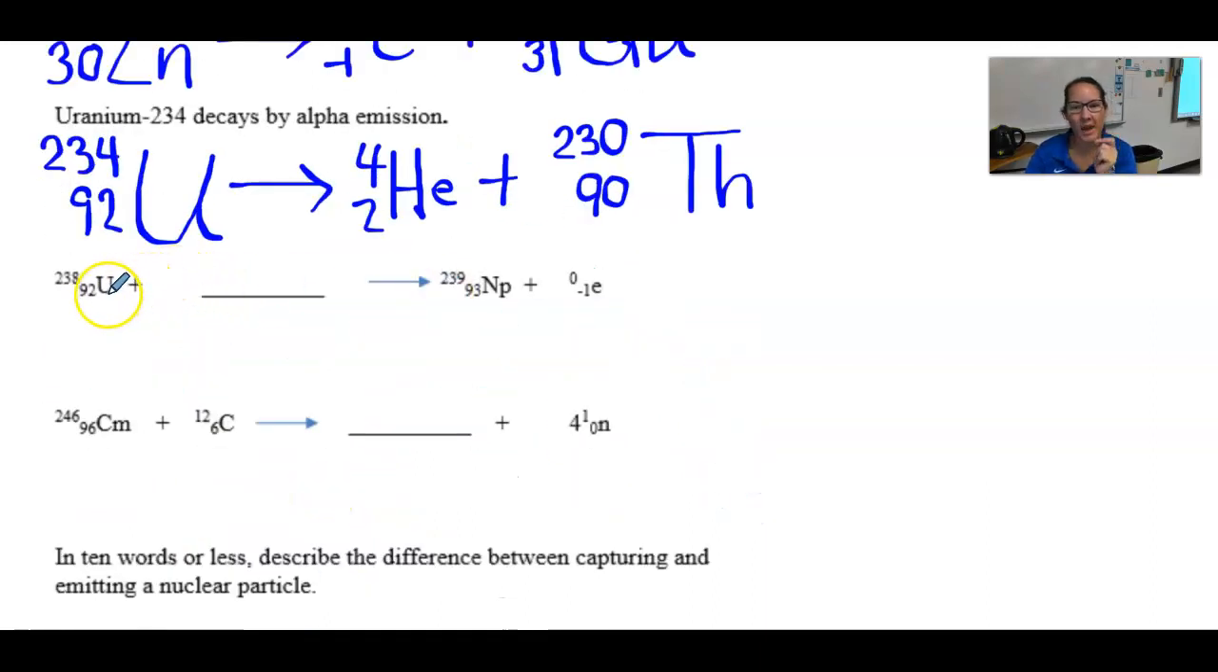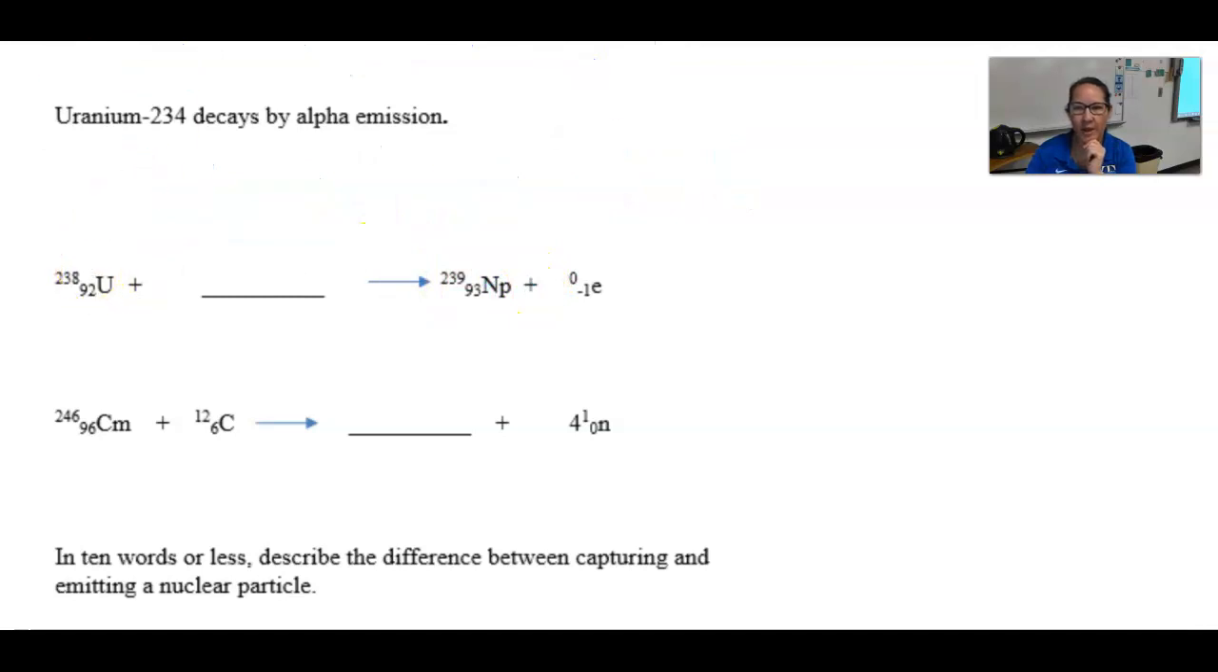So if we know that mass is conserved before and after a reaction, then we know that the total mass between this mass and this mass have to equal this mass plus this mass. So these equal 239. And so 238 plus what is going to equal 239, and that is going to be a 1. So this has to be 239.